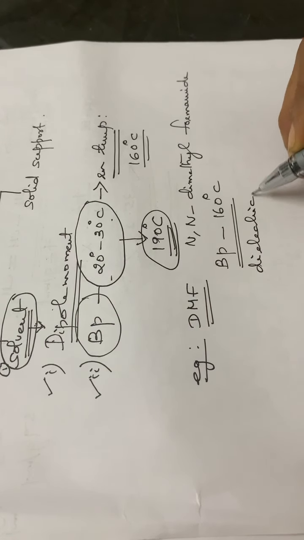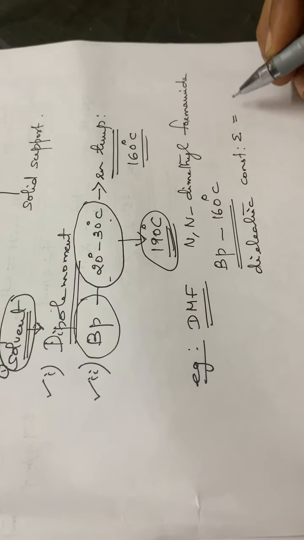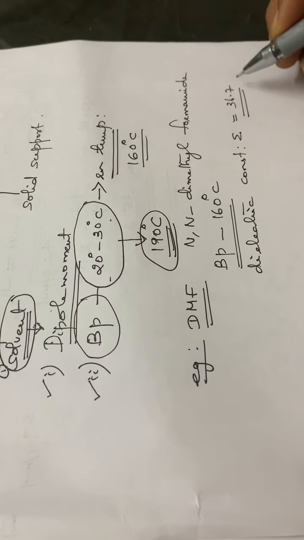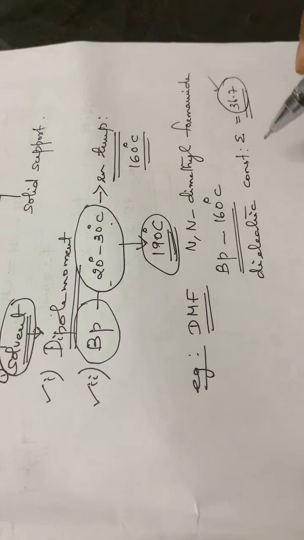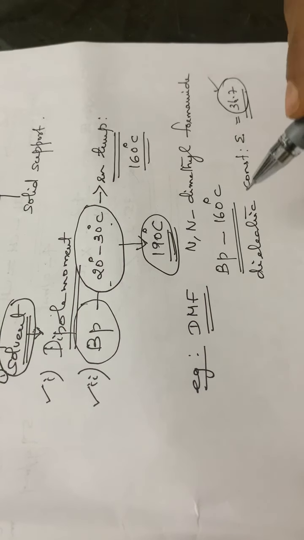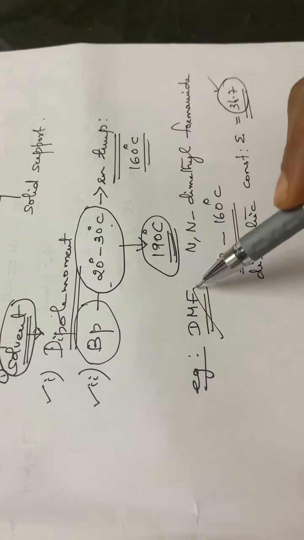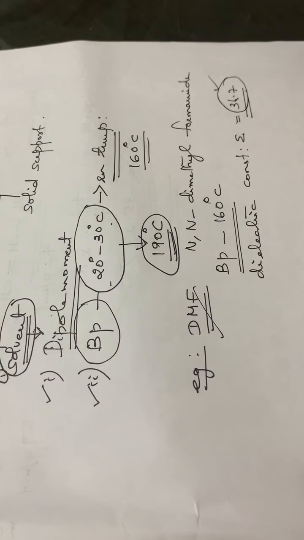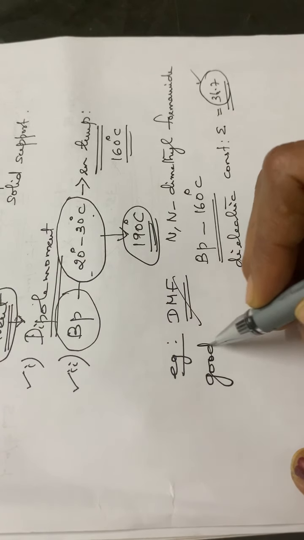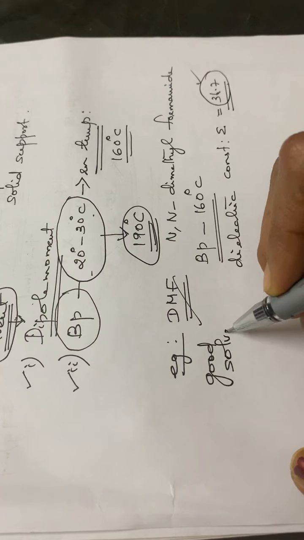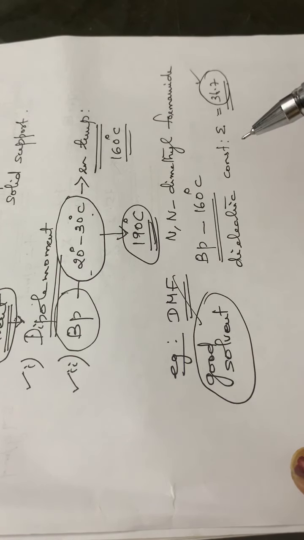constant. Normally dielectric constant is denoted by epsilon. This dielectric constant is equal to 36.7. That means it is a somewhat higher value, that means the dipole moment is very high. Okay, so the dielectric constant is 36.7, and also the boiling point is 160 degrees Celsius. So we can say that it is a very good solvent for microwave assisted organic synthesis. Okay, so DMF is a good solvent. That means it will satisfy the 2 conditions for a good solvent.